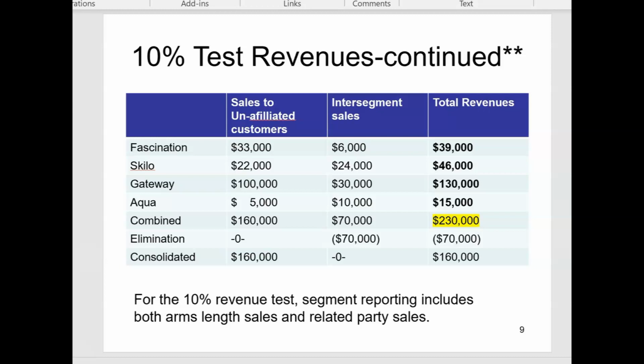But notice how we count both sales to unaffiliated and inter-segment sales to get the revenue to use for the 10% test. Note how we get the total revenue in the last column. We get it by counting both sales to unaffiliated, arm's length sales, and also the inter-segment sales. And that's why I highlighted the $230,000 figure and not the $160,000 figure. We're not interested in that $160,000 figure, but they'll give it to you on the CPA exam in this question. And that's why this is the question I would expect they're going to ask you. One on the percent of revenues, not so much assets or profit and loss. This is the more popular one.